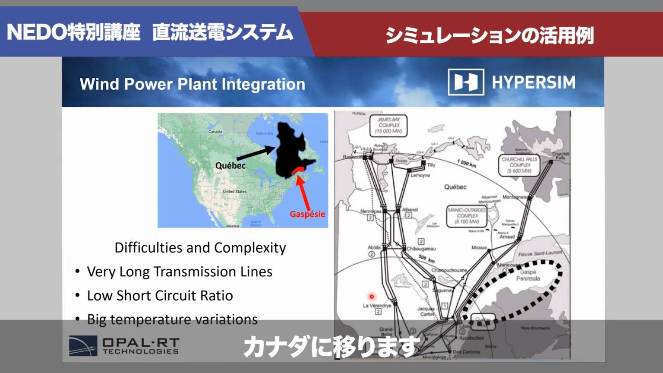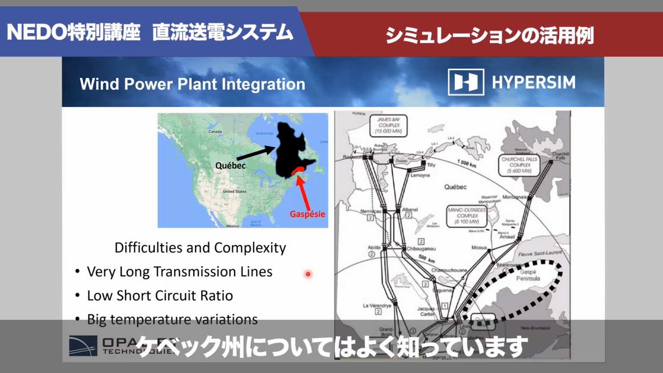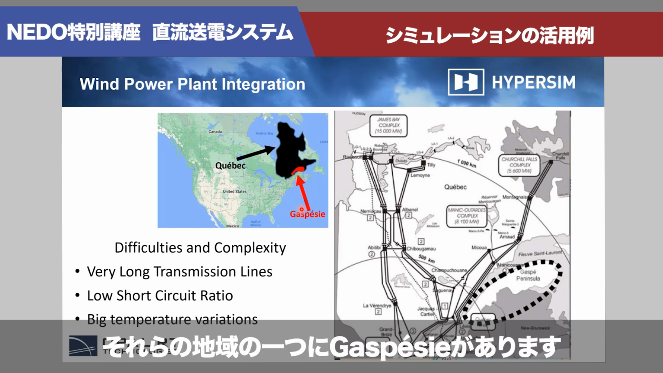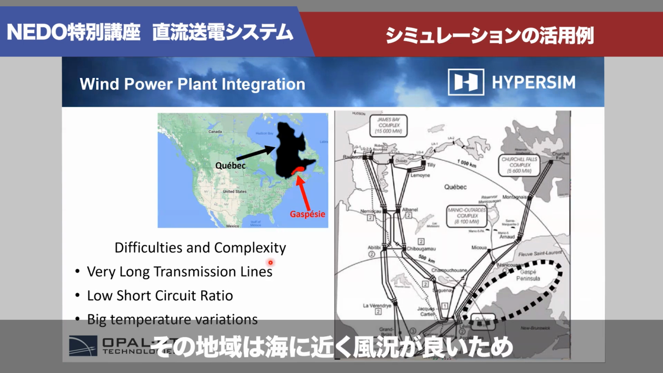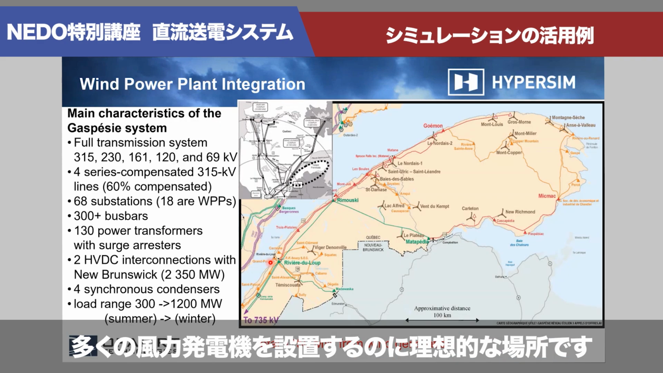I'm going now to Canada. I was working in Hydro-Quebec before, so I have a good knowledge of this. On the province of Quebec, which I have put in black over here, we have one region called Gaspésie, which is the red area. It is near the sea and there's a lot of wind over there. So it's an ideal place to have many wind turbines.